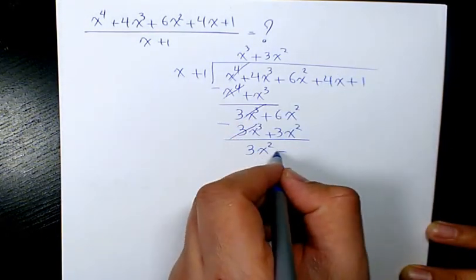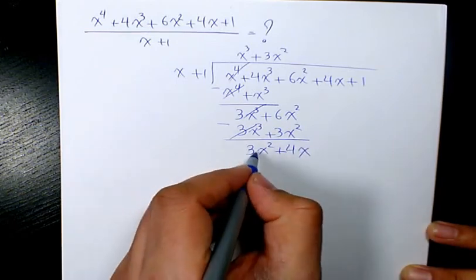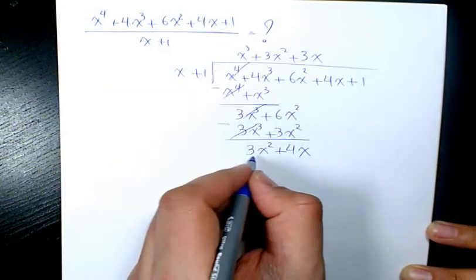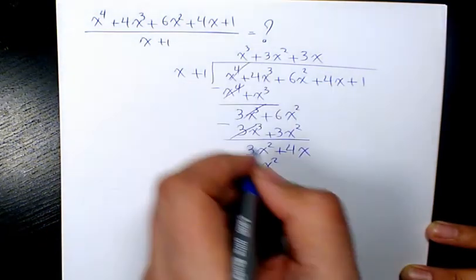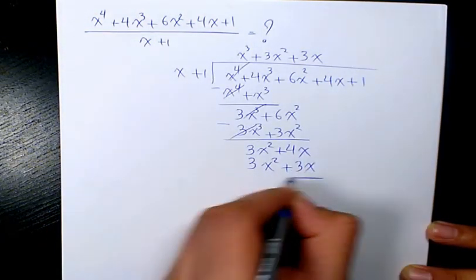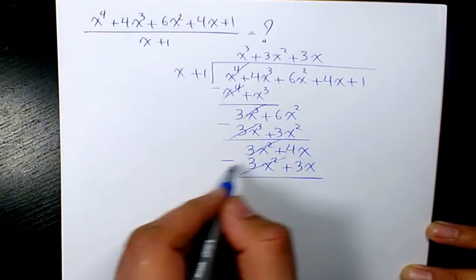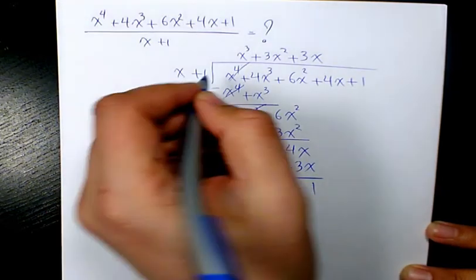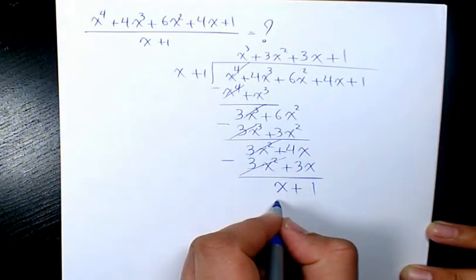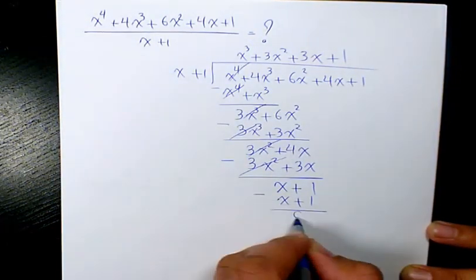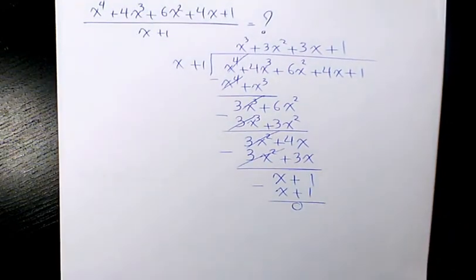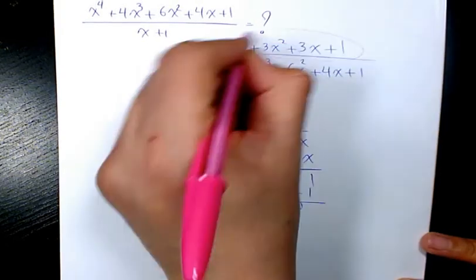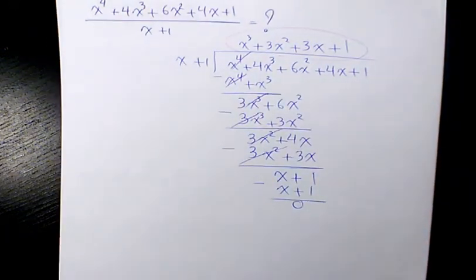Then you need to bring this next number down. 3x squared divided by x is going to be 3x. 3x times x, 3x squared. 3x times 1 is going to be 3x. These two cancel out. 4x minus 3x is going to be x. Then last one, x divided by x is going to be 1. When you multiply, it's going to be x plus 1. We cancel out. It's going to be 0. So x cubed plus 3x squared plus 3x plus 1 is going to be the answer to this question.